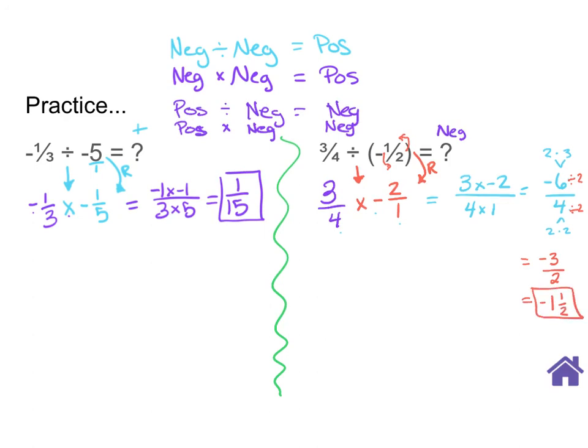All right, that's the end of dividing fractions. Remember, when you're dividing fractions, instead of dividing, you're actually multiplying by the reciprocal. So you change that division sign to a multiplication, and then you flip the second fraction.